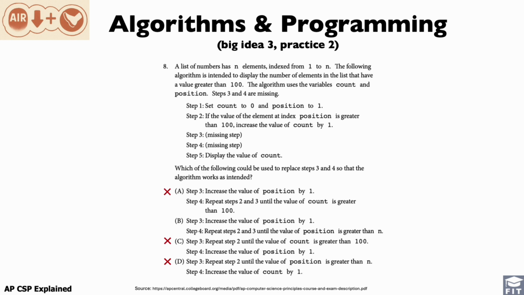Choice B increases the position after each check and keeps going until position is greater than n. That's exactly what we need. It checks each element once and stops at the right time. Final answer, B. Takeaways. Use process of elimination. Make sure your loop visits every item, though don't stop too early. Always update your loop variable and double check that the logic matches the goal of the algorithm.